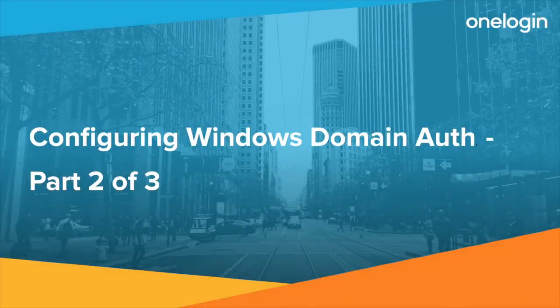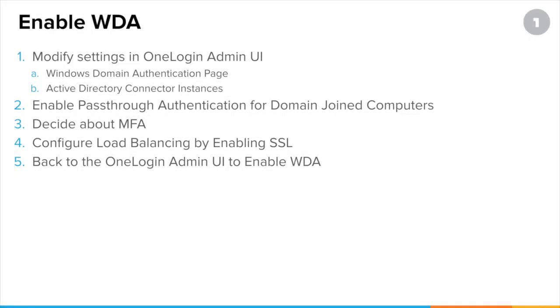Welcome to Configuring Windows Domain Authentication, Part 2. All right, so there are 5 main steps that you will need to perform in order to fully configure Windows Domain Authentication, other than, of course, having Active Directory connector instances in place. First, there are going to be a few changes we need to make through the OneLogin admin UI. Then we need to make sure that users' Windows identities are being passed through the browser.